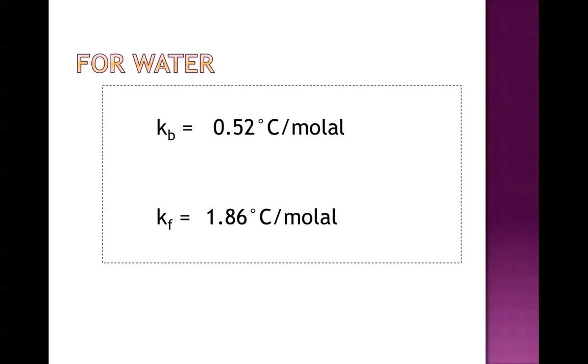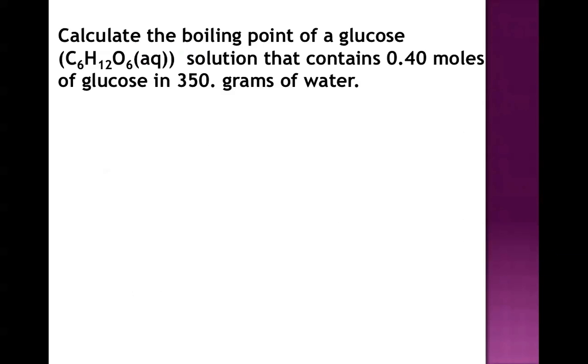Alright, so here are those constants specifically for water. If you work with a different material, we'll have a different constant. So calculate the boiling point of a glucose solution that contains 0.4 moles of glucose and 350 grams of water. So here's our formula because we're looking at boiling point.